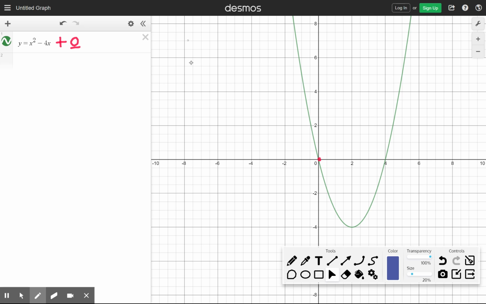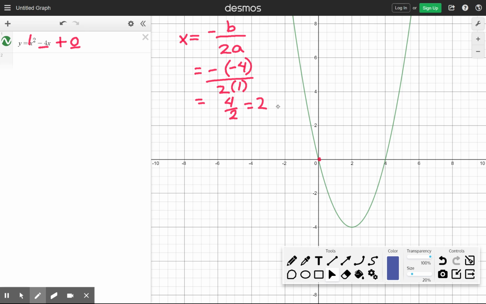Okay, secondly, we could find the vertex by using the vertex formula. x equals negative b over 2a. And so if we put in our b value of negative 4 and our a value of 1, we would have negative negative 4 over 2 times 1. So that gives us 4 over 2, which is 2. So we have the x-coordinate of our vertex is 2.